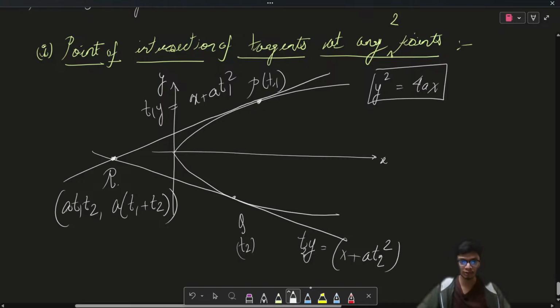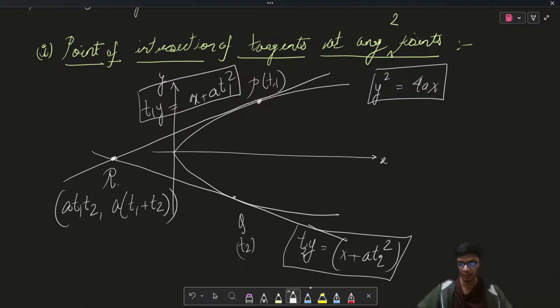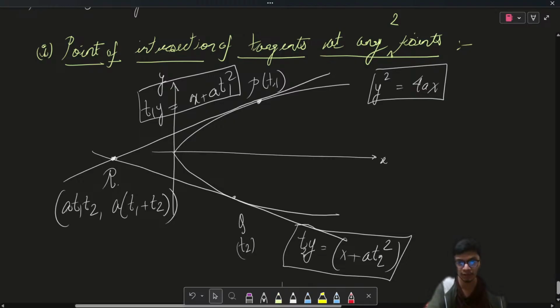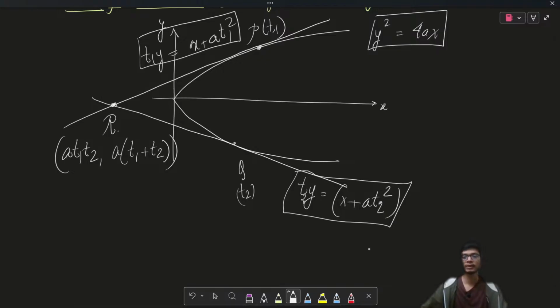right? And if I solve these two tangent equations, you can easily obtain the point of intersection of these two tangents. So it can be easily solved. If you just subtract these two equations, the x will get cancelled out and you will be left with the y part, so you can easily get y, and from y you can easily get x. And you will see that this particular result holds true.